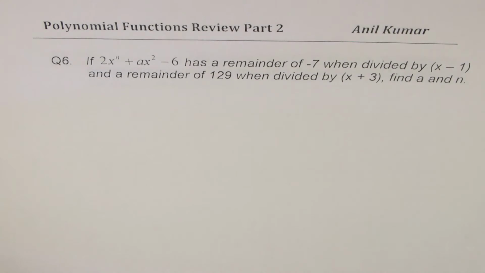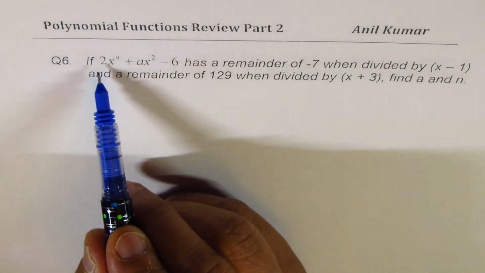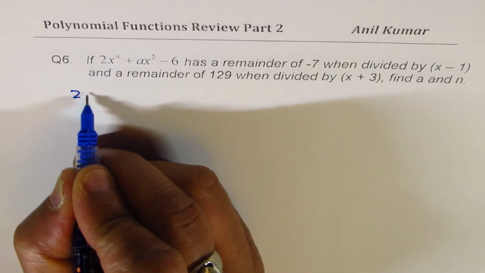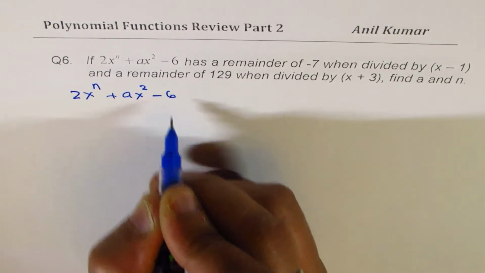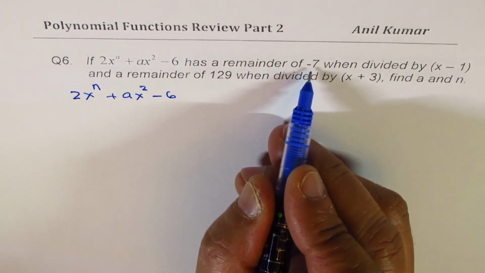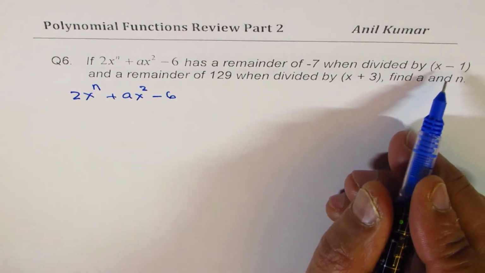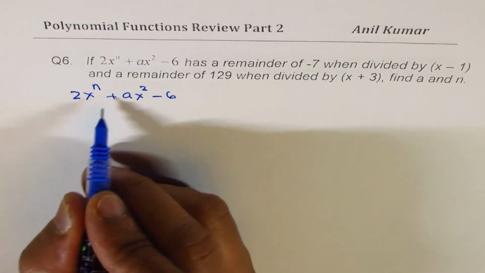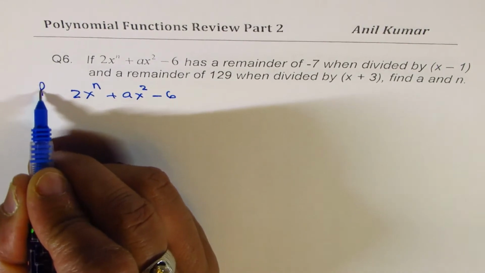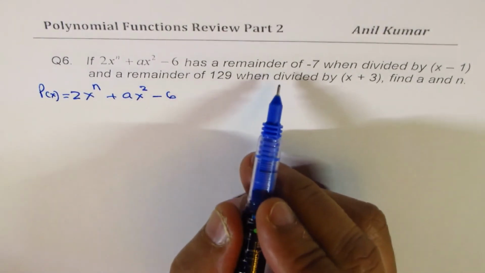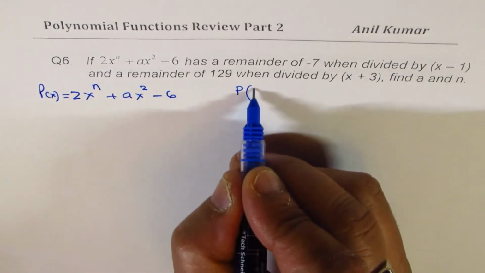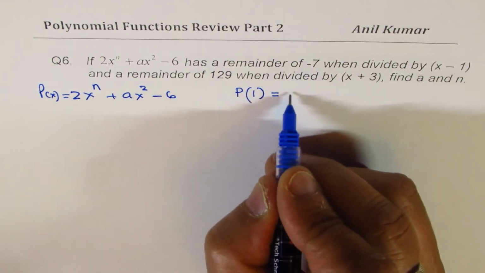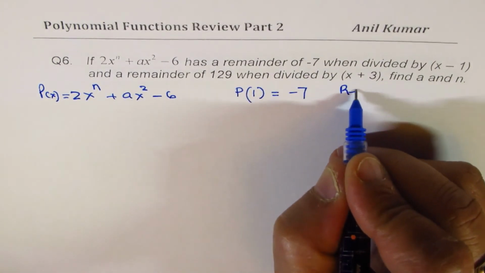Now let's take up question number 6. We are almost in the middle. Question 6 is, if 2 times x to the power of n plus ax squared minus 6 has remainder of minus 7 when divided by x minus 1. It means if this is our polynomial function p of x, in that case when we divide by x minus 1, that means p of 1 is equal to the remainder minus 7. That is the remainder theorem, right?